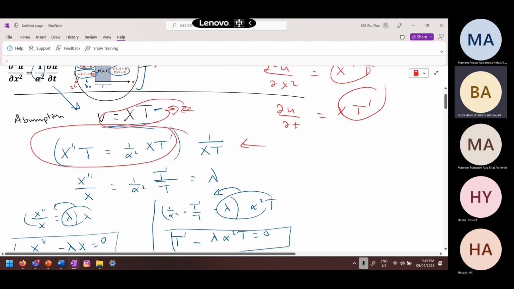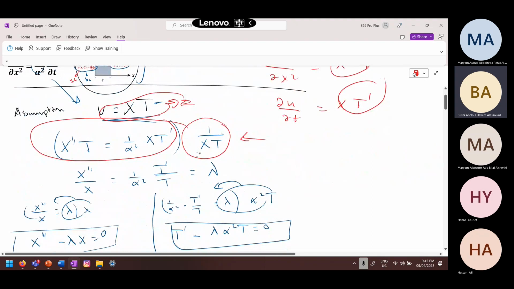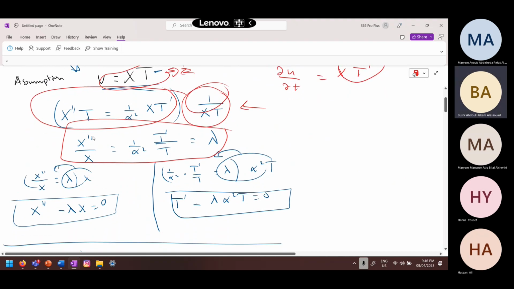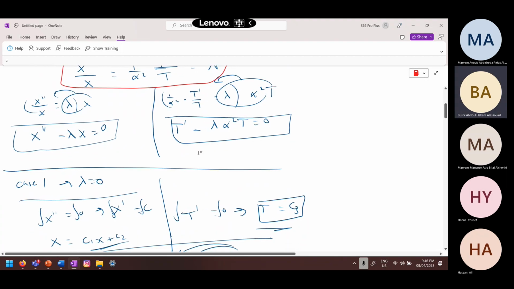Now we need to divide by the assumption. This is a step you'll always use. These steps are unchangeable for the whole procedure. You don't have any new steps; you don't need to go creative. After dividing by the assumption, you'll get this three-sided equation: X double prime over X equals 1 over alpha squared T prime over T equals lambda. You will solve each equation individually, the X's on one part, and the T, or whatever variable this is, on the other part. This will give you two different equations.